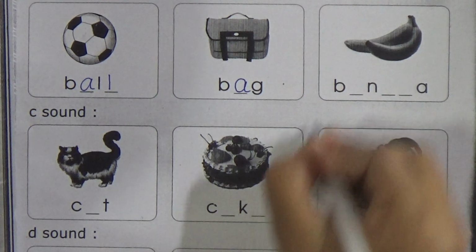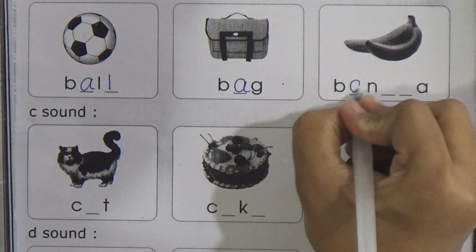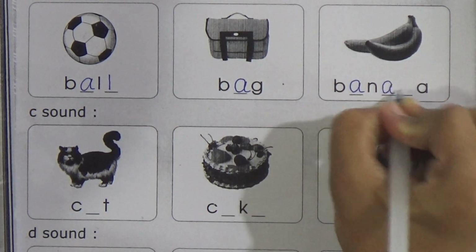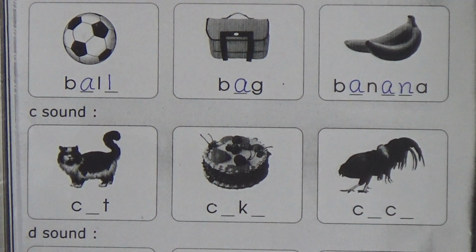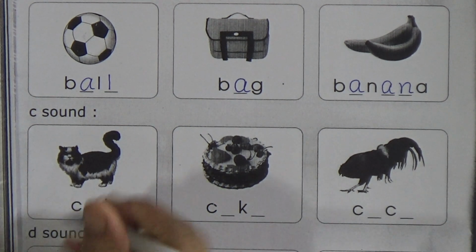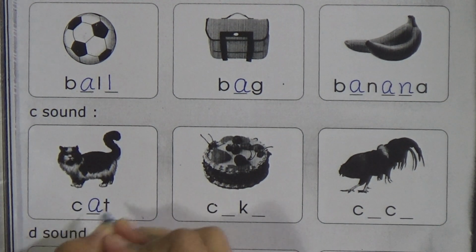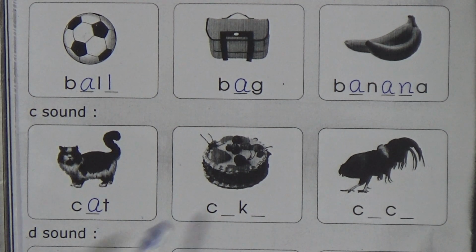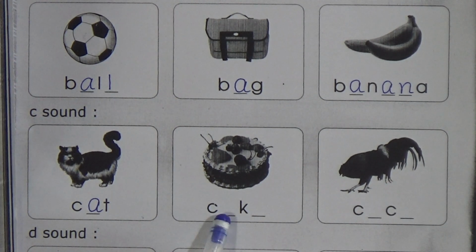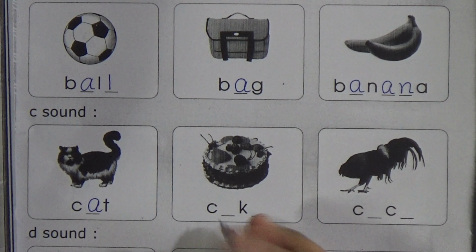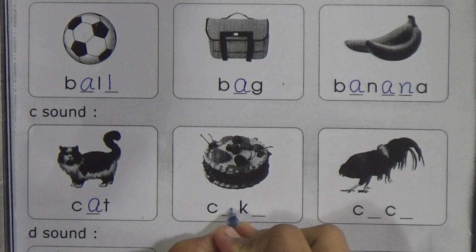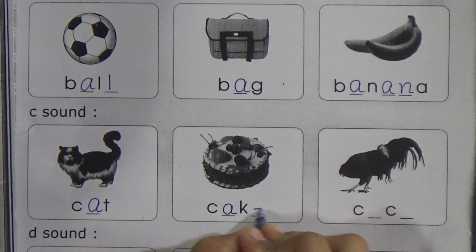Just look at the picture. This is the picture of a banana. B-A-N-A-N-A, banana. What is this? This is the picture of a cat. C-A-T, cat. This is the picture of a cake. C-K. So what will be in the gap? Which letters? C-A-K-E, cake.